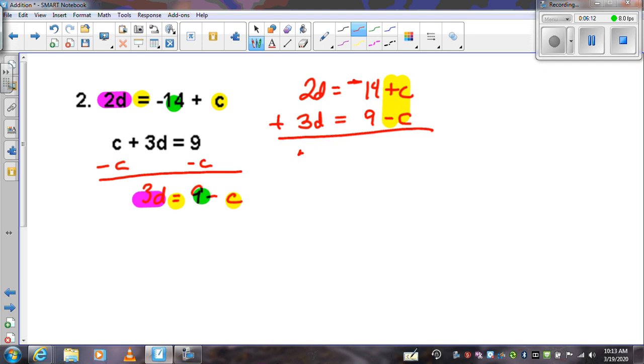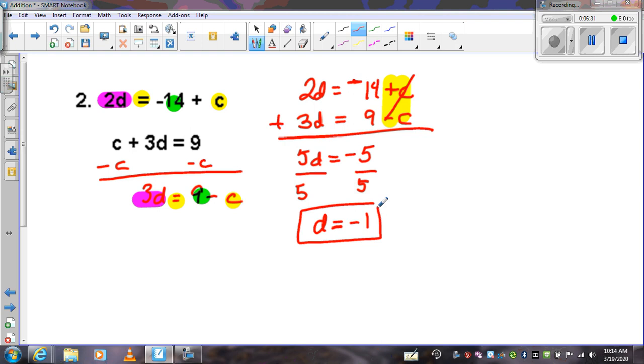So on this side, I get 5D equals negative 5. And when you add these two, they cancel. Divide both sides by 5. And I get D is equal to negative 1. There is my first answer.